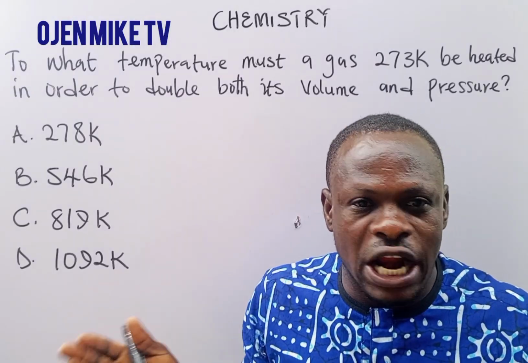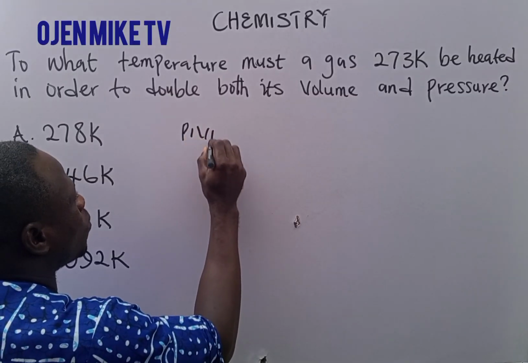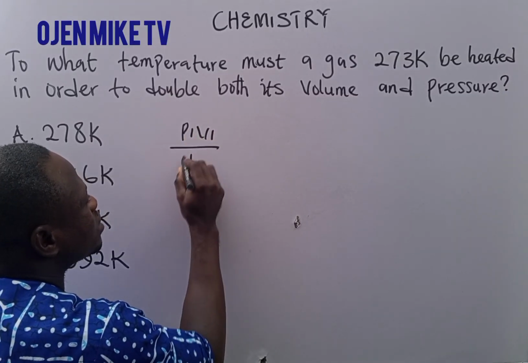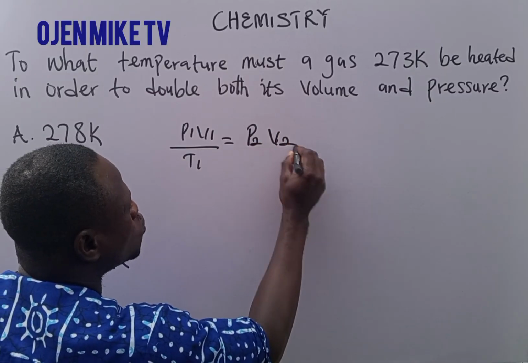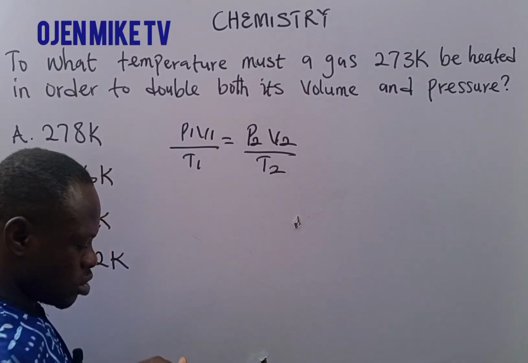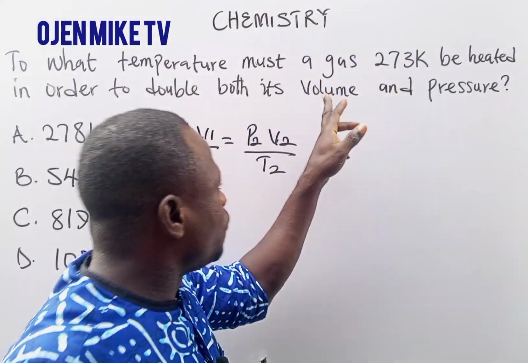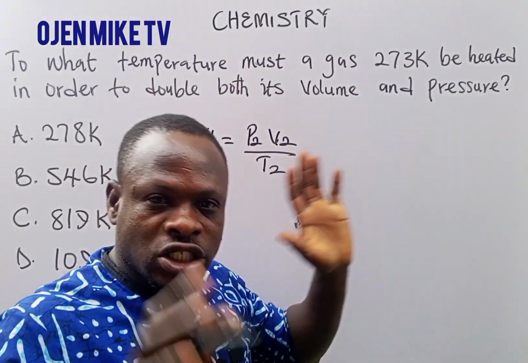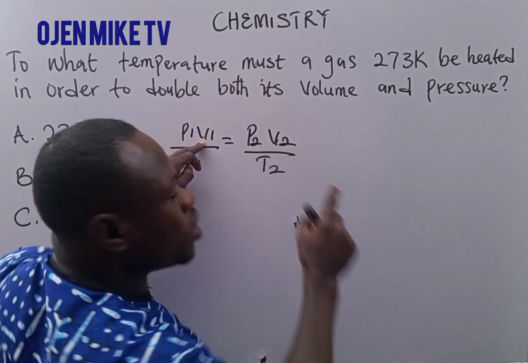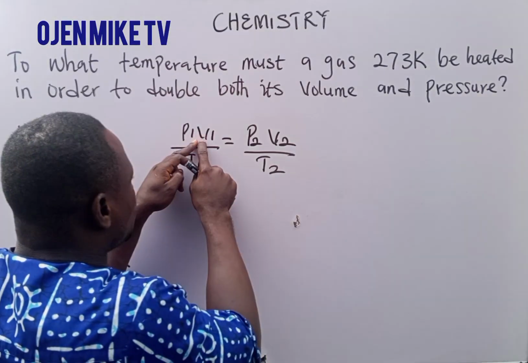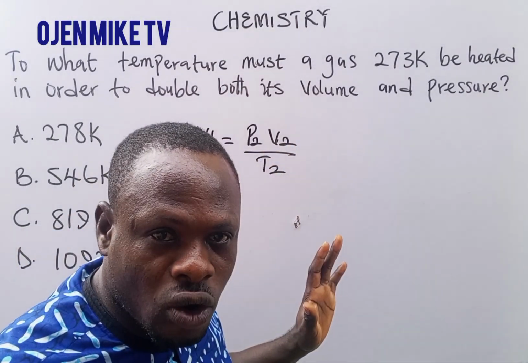And what's the formula of the general gas equation? We have P1V1 over T1 is equal to P2V2 over T2. Temperature is given in Kelvin. P1V1 equals P2V2 is Boyle's law, and V1 over T1 equals V2 over T2 is Charles' law.